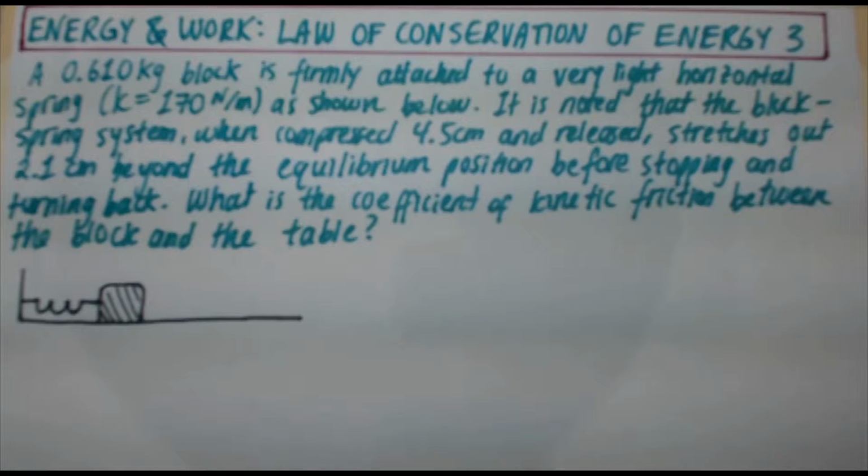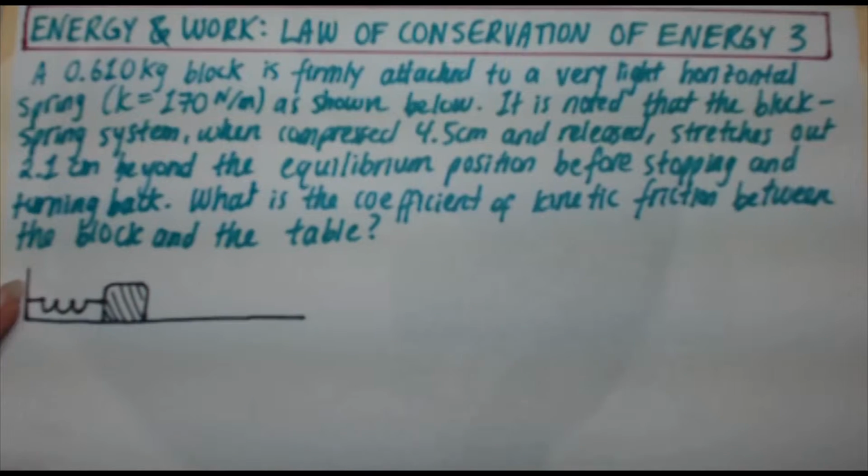A 0.610 kilogram block is firmly attached to a very light horizontal spring, k equals 170 newtons per meter, as shown below. It is noted that the block-spring system, when compressed 4.5 centimeters and released, stretches out 2.1 centimeters beyond the equilibrium position before stopping and turning back. What is the coefficient of kinetic friction between the block and the table?